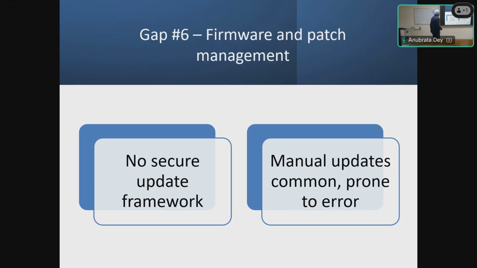And gap number 6 is there is no secure update framework. Okay, right? There is no secure framework for updates. So you have manual updates, which are common, which are prone to errors. Actually, a lot of errors are created by the technicians themselves or people trying to upgrade the firmware. And this is why many utilities don't like to upgrade the firmware, because sometimes it creates more problems than it solves, right? They will continue using the old one, but then you may expose yourself. If it is a patch for security, then you may expose yourself.